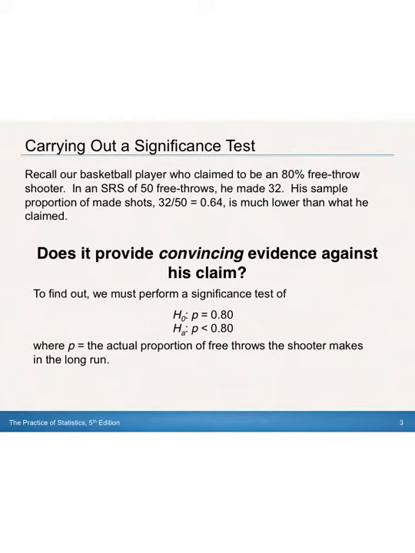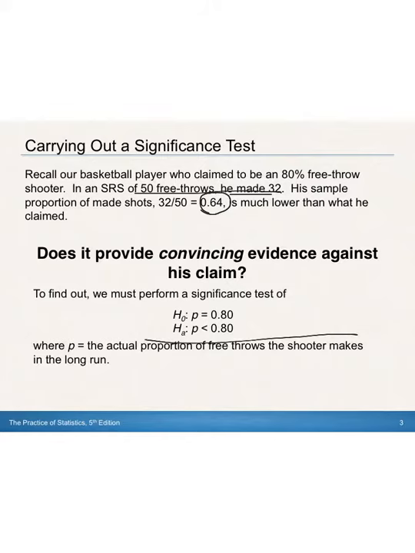So we go back to our basketball player, and they claimed to be an 80% free throw shooter. Took a sample, and he made 32 out of the 50 throws, which is a 64% free throw percentage for those 50. The question is, does it provide convincing evidence against his claim? And so what we're going to do is perform a significance test.